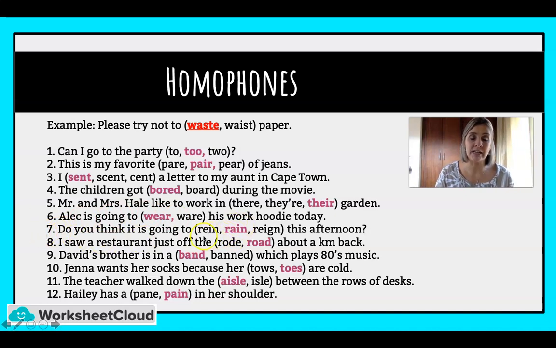It is the middle one. The first one is like a horse, the rein. And obviously king and queen who reign. So the middle one is to do with the weather, about raining. Number 8, I saw a restaurant just off the road, about 1 kilometer back.